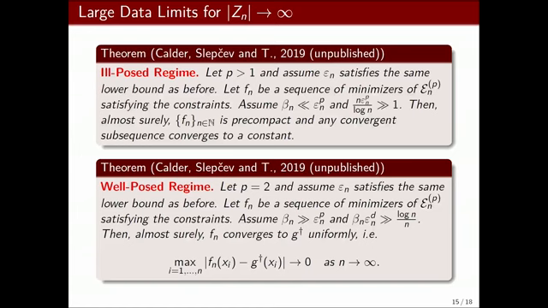Okay, so the well-posed regime. We only have a proof when p equals 2. Again, epsilon satisfies the same lower bound. Fn is a sequence of minimizers satisfying the constraints. Now we assume the inverse inequality. So p here is 2, but I just left it as p, so you can see that this is the same bound. We do need this extra lower bound here as well.